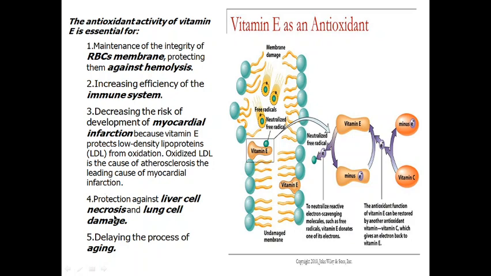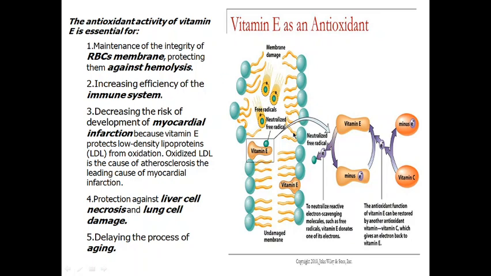Again, vitamin E, because it is an antioxidant, protects the liver cells from necrosis and lung cells from damage. Why these two specific organs? Because they are under the effect of oxygen and they are more liable to the production of peroxides, and such peroxides are the cause of free radicals that cause damage. Vitamin E is also claimed to delay the process of aging due to its antioxidant activity.